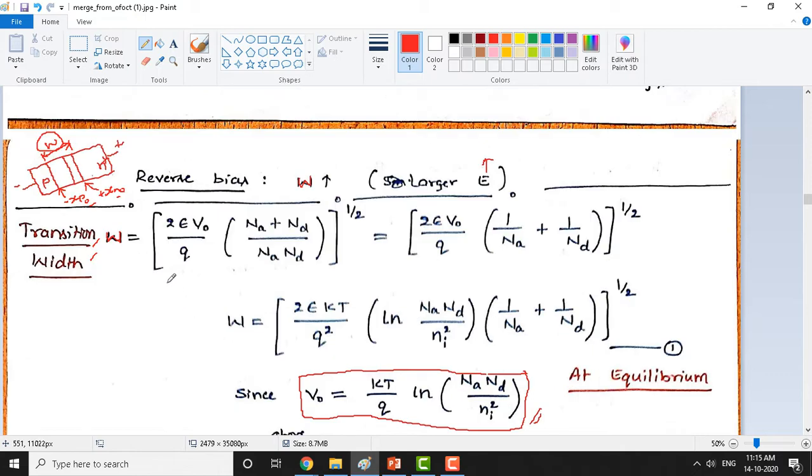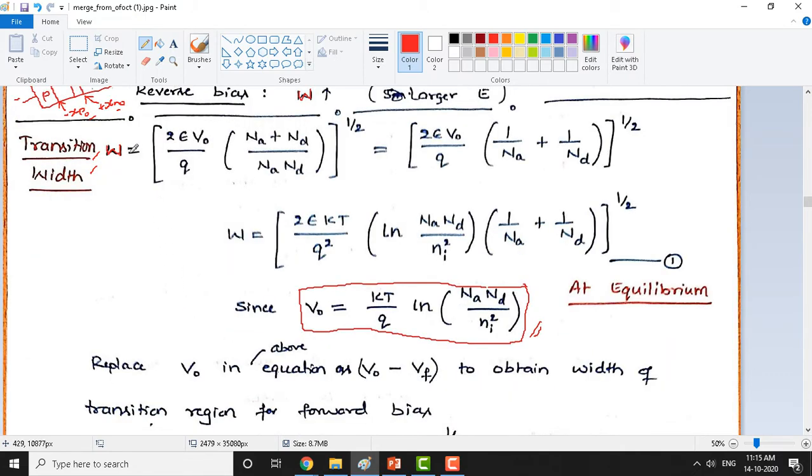Now let us see on what factors the depletion width or transition width depends. We know that epsilon is a constant, V naught is the built-in potential, and Q is the electron charge. So these things are constant, and you can't change them. V naught, the built-in potential, depends on the doping, and is also constant. Most of the parameters here are constant and not designer dependent. We will see how this W can be varied by applying a voltage from the user side.